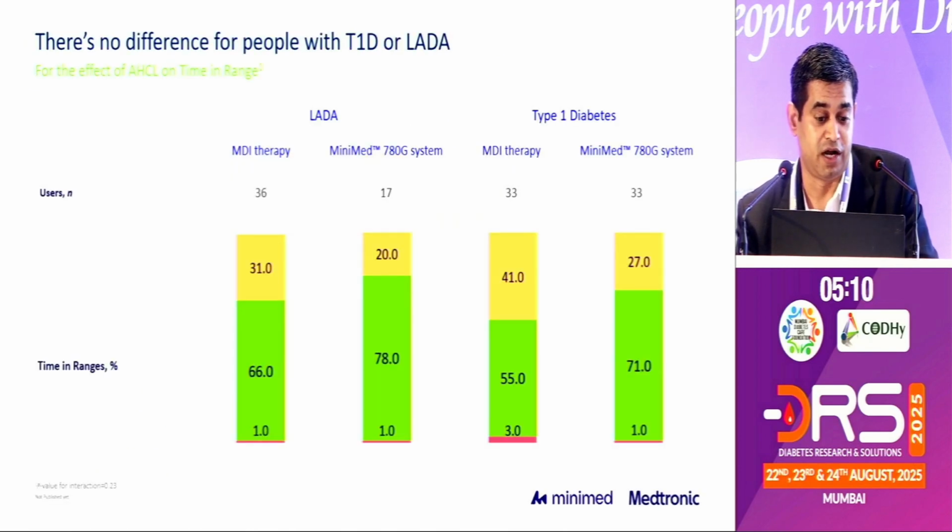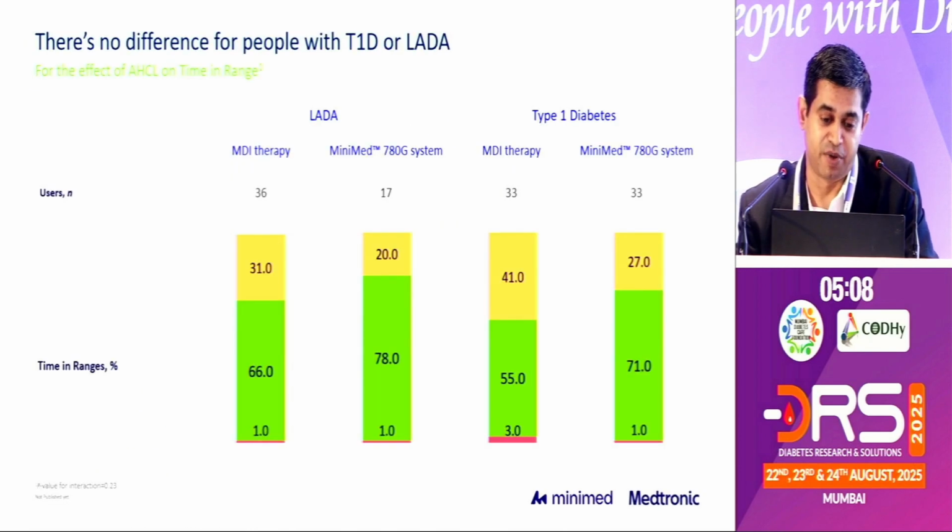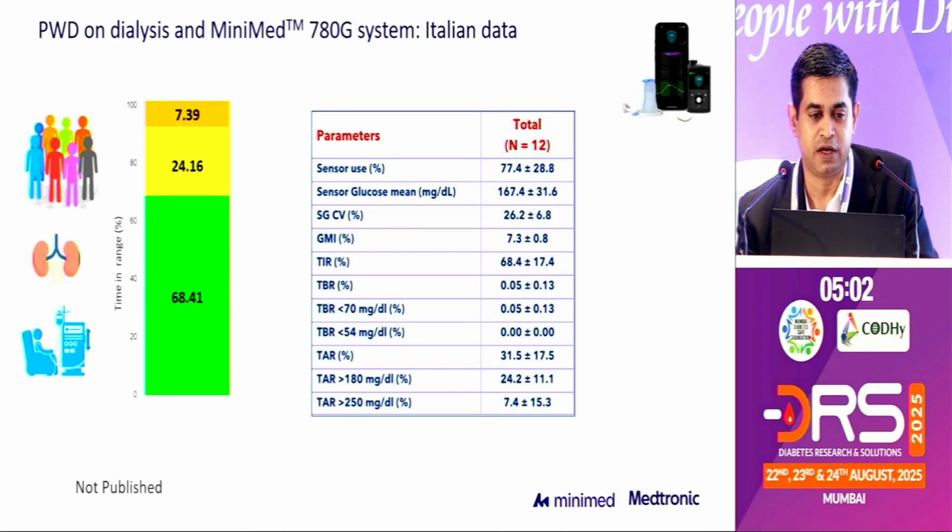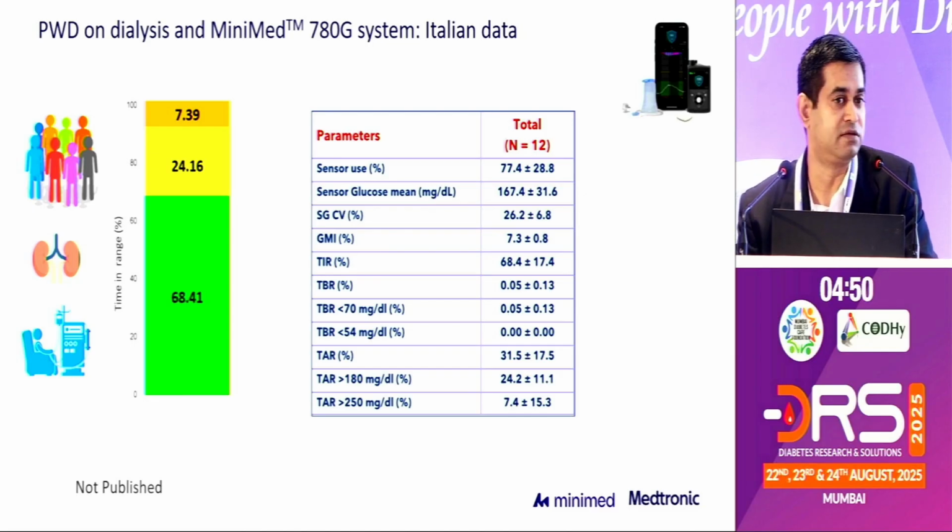This is not published yet, in LADA patients. Same data you can see. Almost 78% time in range. Again, this is not published, data from Italy. People with diabetes on dialysis. They could not achieve 70% time in range, but close to that, 68.41% without any hypoglycemia. Again, people who have renal compromise. These are all end-stage renal disease patients on dialysis.